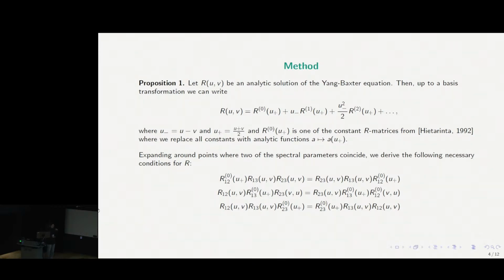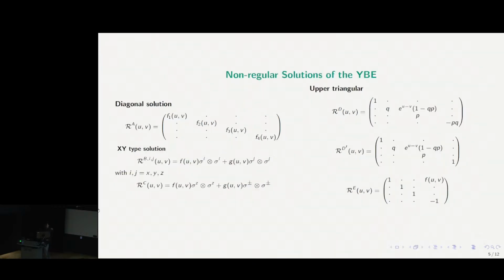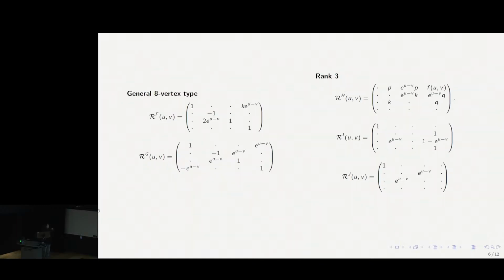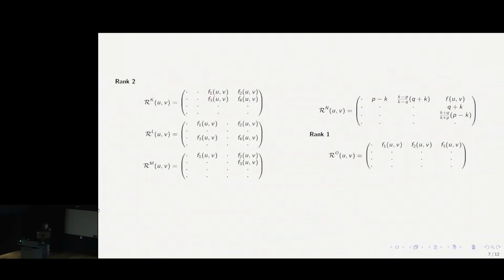And which kind of models did we find? Well, we found some full rank solutions, some diagonal ones, some of XY type, like here with Pauli matrices. We also found some difference form solutions. That means here with just depending on the difference of spectral parameters. Otherwise, all of these Fs are just some general function. We also have some 8-vertex type solutions and some lower rank solutions. So our R matrices are not necessarily invertible. So you'll have here rank 3, also rank 2 and even rank 1 solutions.